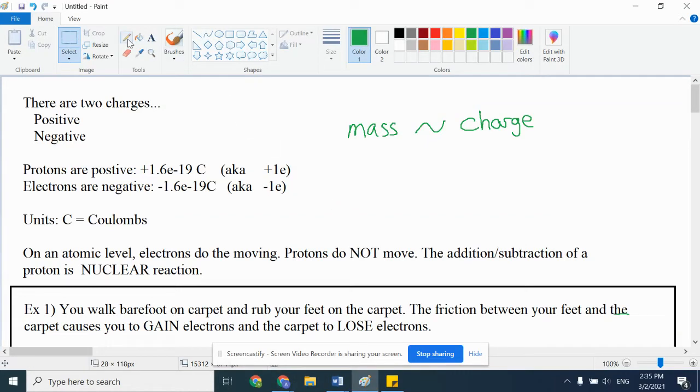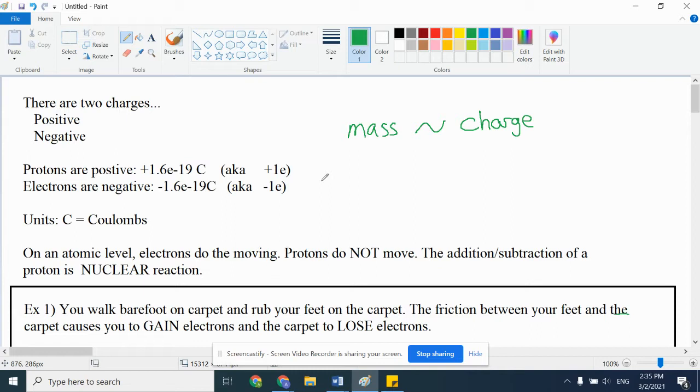We'll start off today by taking a look at electrical charges and the electrical force. First thing I want to point out to you is, as you compare electricity to gravity, think of charge as the equivalent of mass for the electric world. Probably by now you're aware that there are two charges, positive and negative.